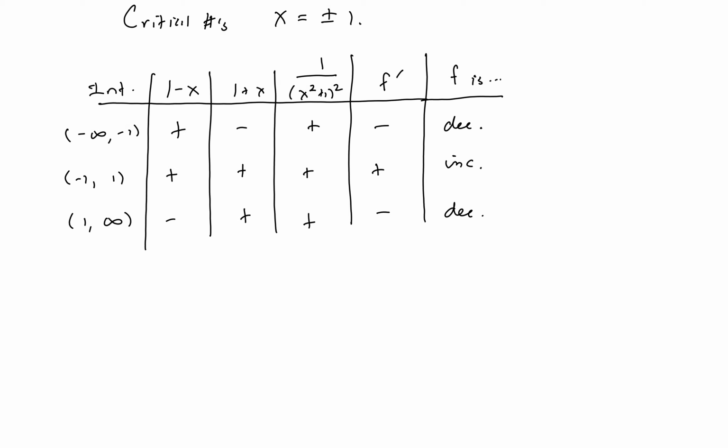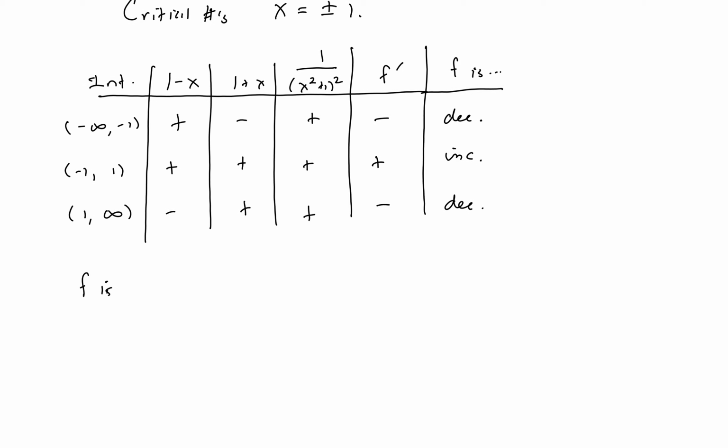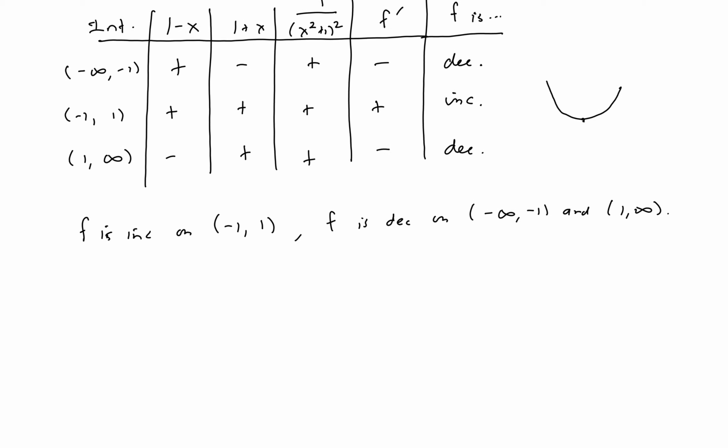So from this we can see f is increasing, but only on this middle interval, so only from minus 1 to 1. And f is decreasing on the interval from minus infinity to minus 1 and from 1 to infinity. Notice we can also check the local max and local minimums, because if the function is decreasing from minus infinity to minus 1, and that switches to increasing, that means it's going down, and then it switches to increasing, so that has to be a local minimum.